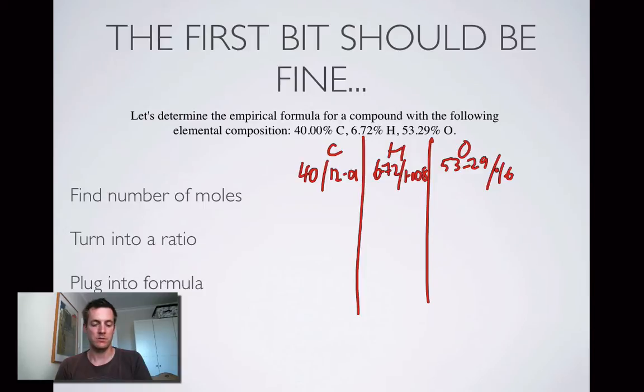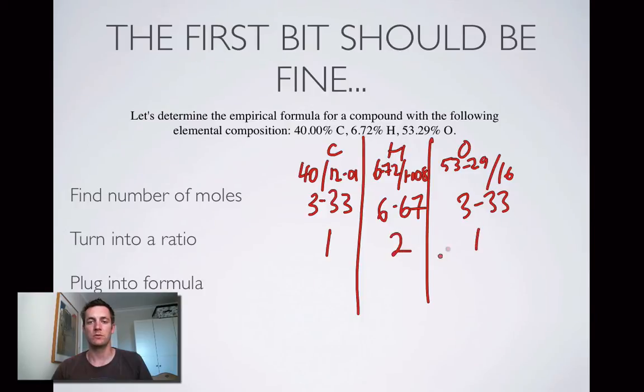So 40 divided by 12.01 is 3.33, 6.72 divided by 1.008 is 6.67, and 53.29 divided by 16 is 3.33. Hopefully without using a calculator you can see that that's 1 to 2 to 1, but you can always use your calculator to find that. Plug those into the formula and we end up with CH2O. So that's something we should already be able to do.